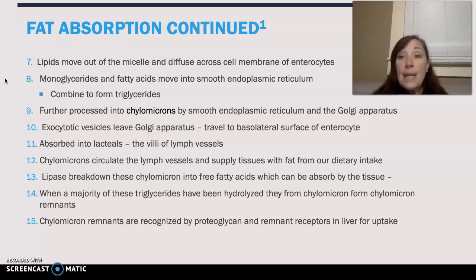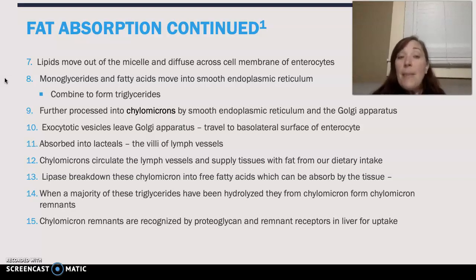Now, if we remember, the Golgi apparatus is the membrane-bound organelle of the cell that creates vesicles for transportation. And in this case, it creates a vesicle that allows the chylomicron to be exocytosed from the cell, and this happens at the basolateral surface of the enterocyte. Now, unlike most nutrients that we digest that are absorbed directly into the bloodstream, fat is absorbed into the lymphatic vessels, and the absorbed fat is transported mostly through the lymphatic system. And this happens at what's called a lacteal, which is the villus of the lymph vessel.